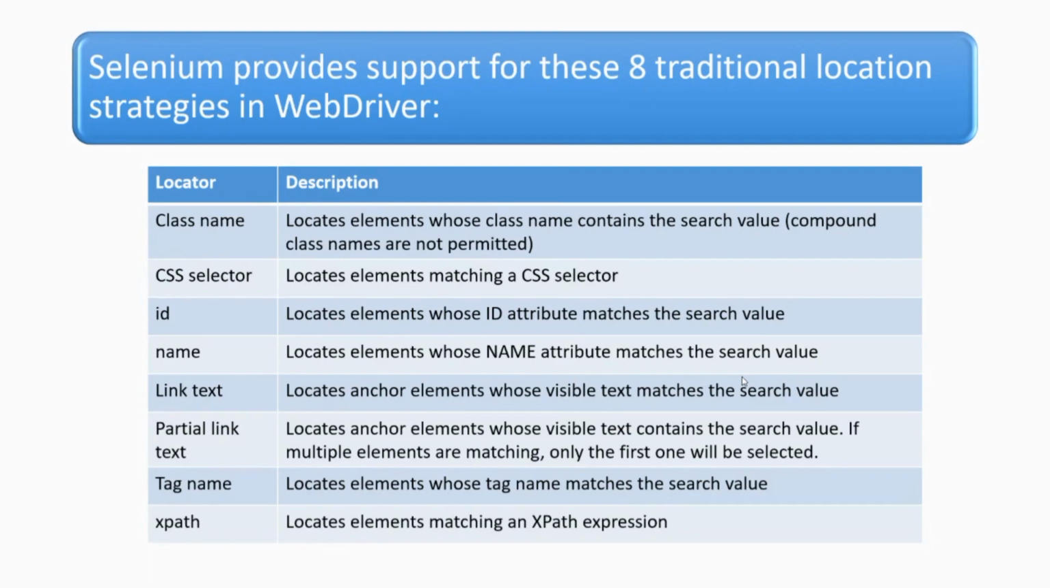Link text locates anchor elements whose visible text matches the search value. Partial link text locates anchor elements whose visible text contains the search value. If multiple elements are matching, only the first one will be selected. Tag name locates elements whose tag name matches the search value. XPath locates elements matching an XPath expression.